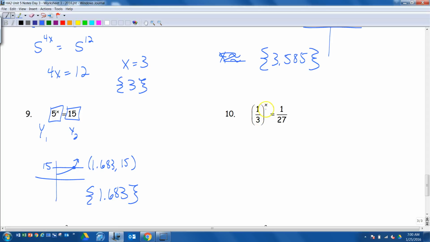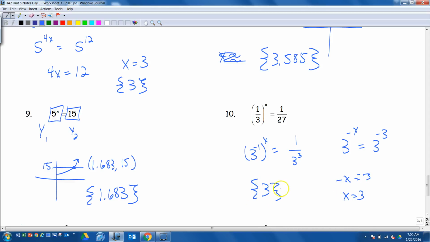This one you can use bases because you can get them all to base 3. So I flip this up and I get 3 to the negative 1 to the x equals 1 over 3 cubed. I get 3 to the negative x equals 3 to the negative cubed. So we get negative x equals negative 3, or x equals 3. Okay.